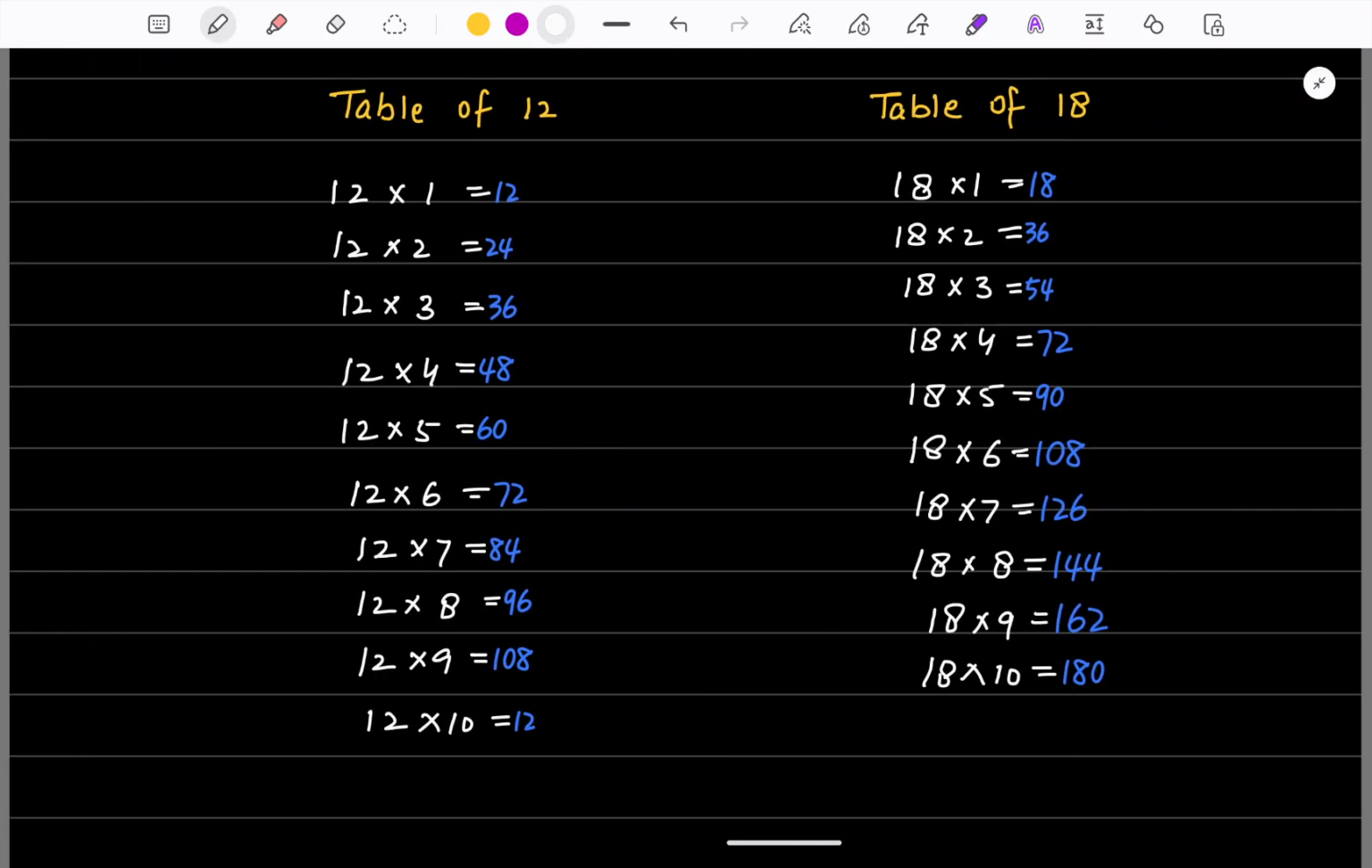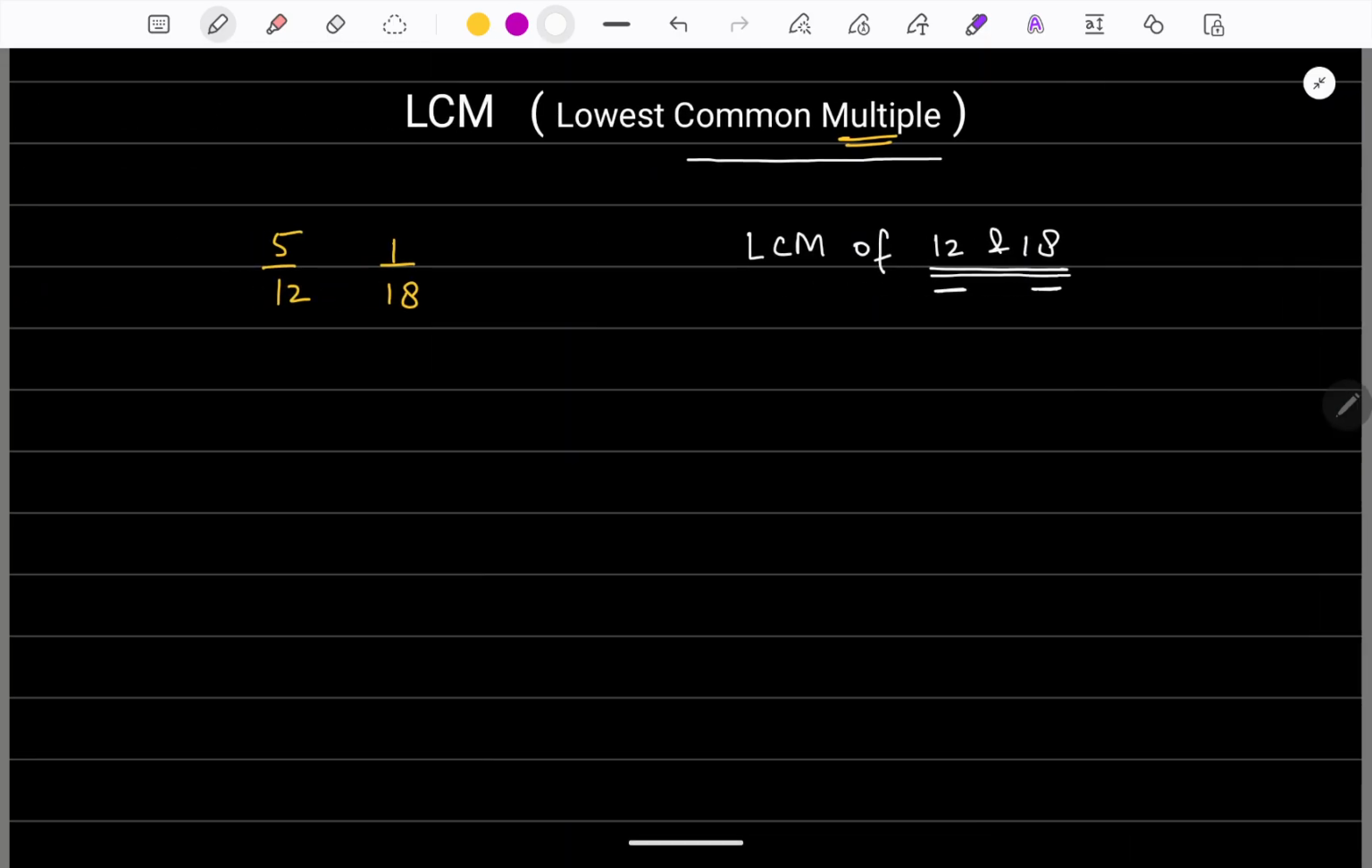Here is the table of 12 and 18. We say that the multiples that are common between these two tables are 36, another one 72, and 108. So these three multiples are common between these two tables, but LCM says that it should be lowest in its value, lowest common multiple. Among these three, which one is of lowest value? 36 is of lowest value. So we can say that LCM of 12 and 18 comes out to be equal to 36.